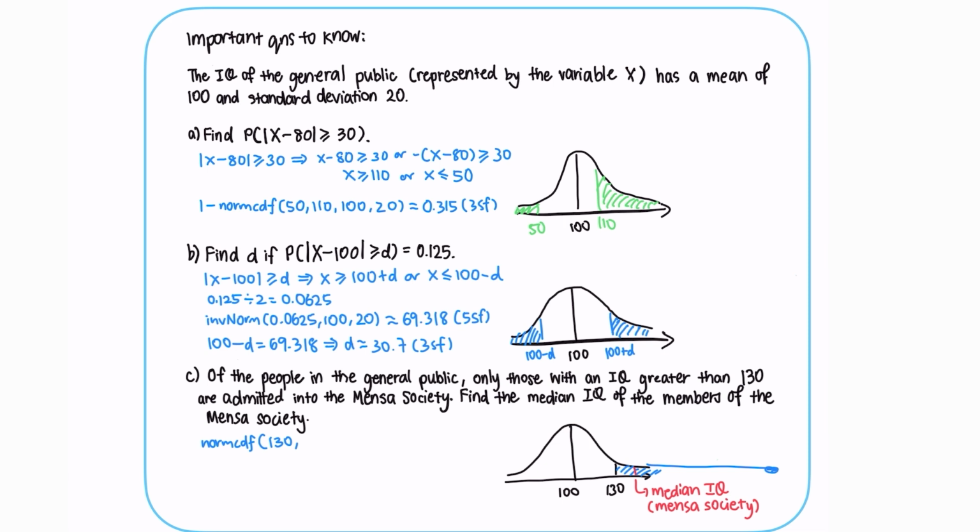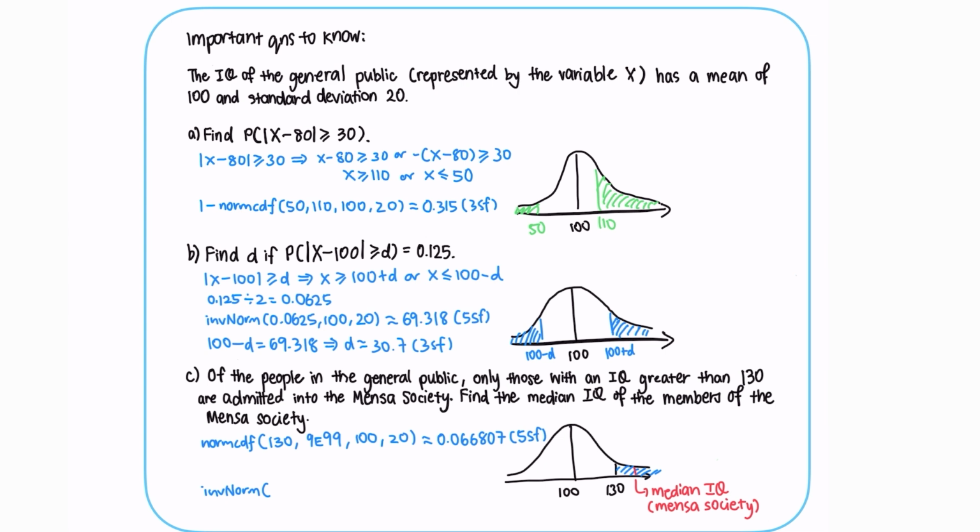It goes all the way infinitely. In GDC notation, we'll write this as 9E99. And then we'll have our mean and standard deviation. We should get 0.066807. So that's your blue area over here, from 130 to positive infinity.